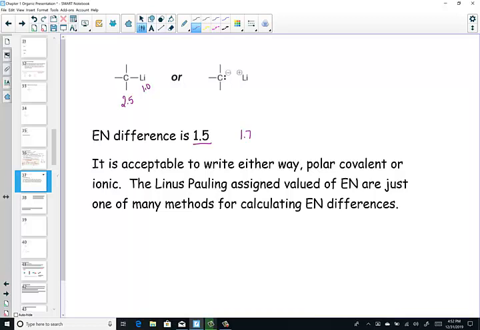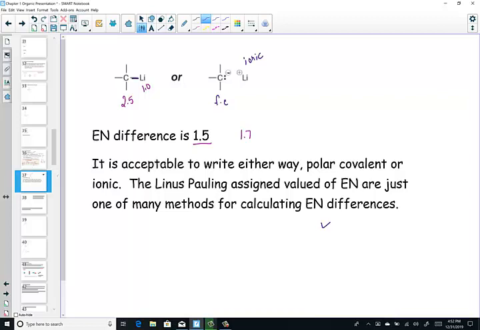And so what is correct? Do we show it as a shared pair of electrons, as a covalent bond, or do we show it as ionic, with the carbon, which is the more electronegative, having a negative charge? Remember, that's its formal charge. And lithium with its +1. And the answer is yes, they're both acceptable to write either way, polar covalent or ionic.